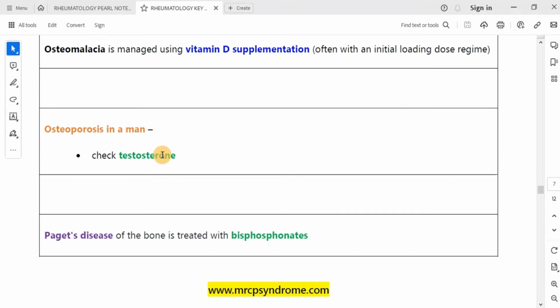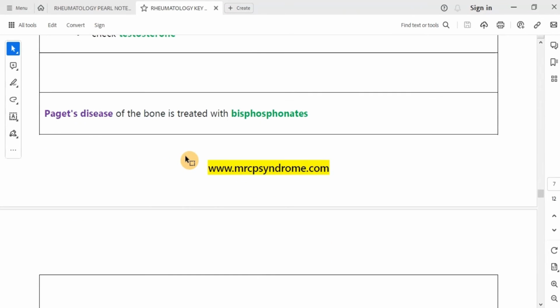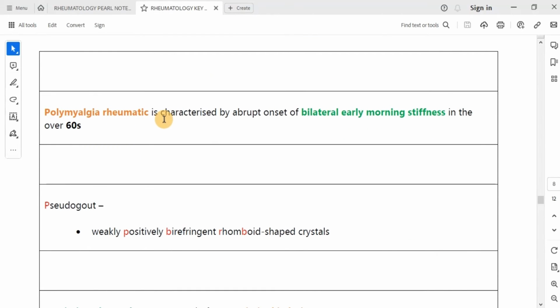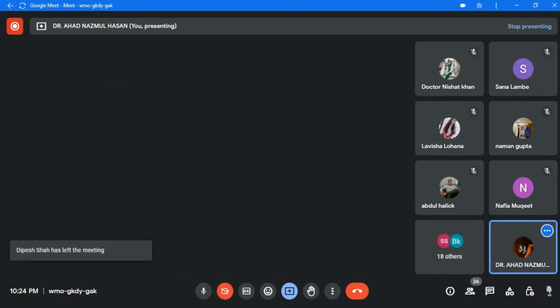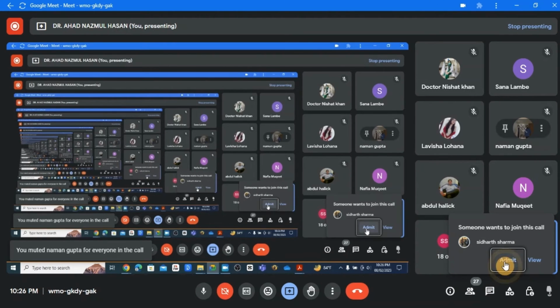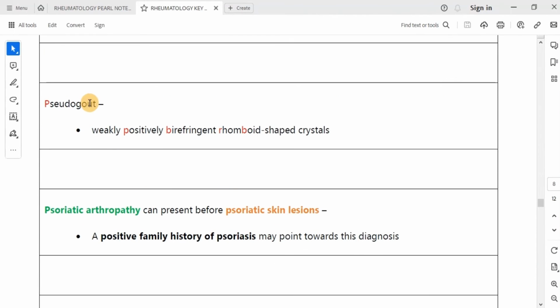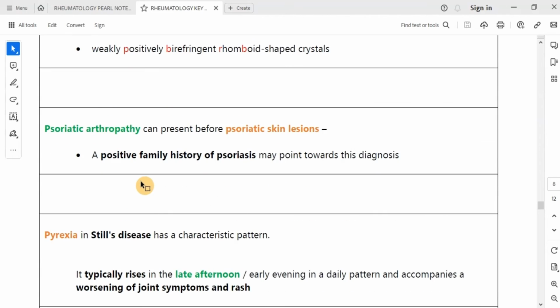Osteoporosis in men, check the testosterone level. Paget's disease of the bone is treated with bisphosphonate. Polymyalgia rheumatica is characterized by abrupt onset of bilateral early morning stiffness in the over 60s. Pseudogout has weakly positively birefringent rhomboid-shaped crystals, and gout will have negatively birefringent needle-shaped crystals.